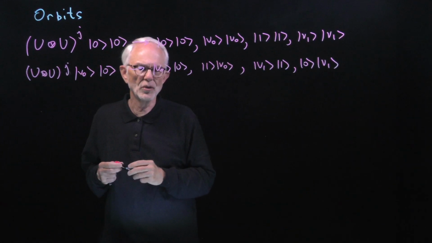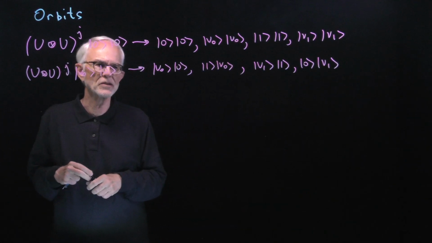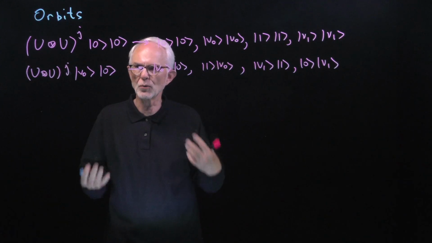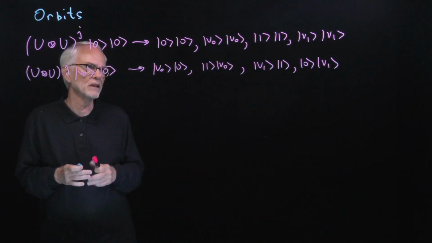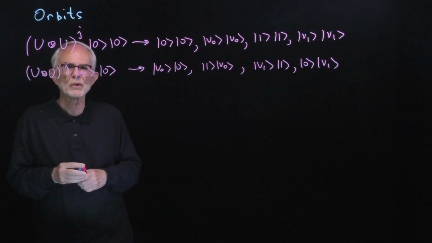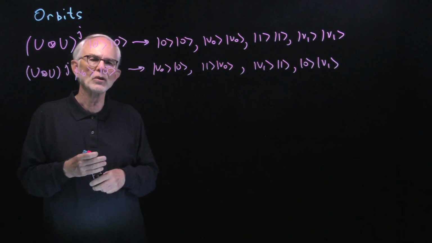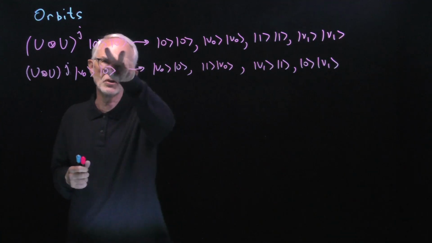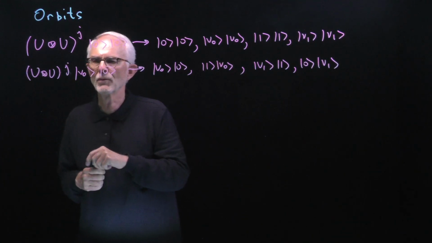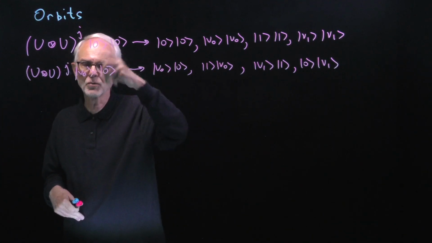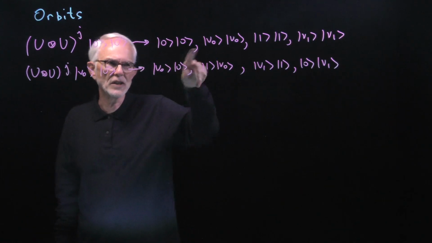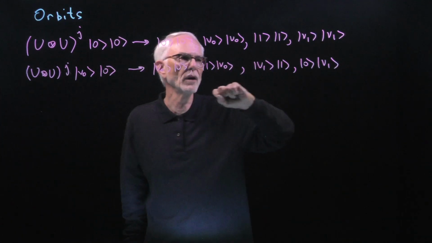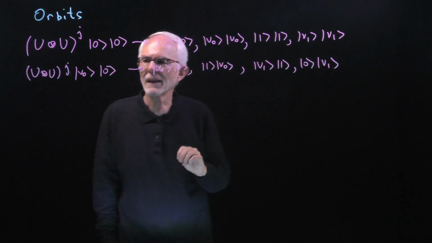Now, the next thing we're going to do is create two things called orbits. This comes from the theory of group actions, which we're not going to get into because we really don't need it. What we're going to do is take U tensor U and apply it to two different starting points. The first starting point, I'm just going to take 0, 0. If I let j equal 0, 1, 2, and 3, I get a sequence of states: 0, 0, V0, V0, 1, 1, V1, V1.